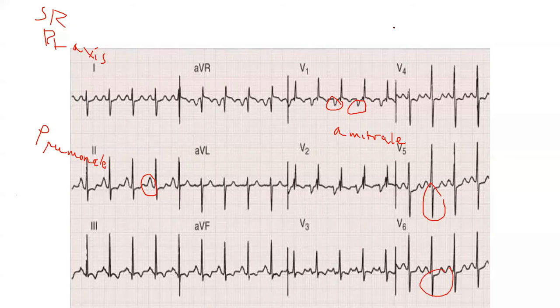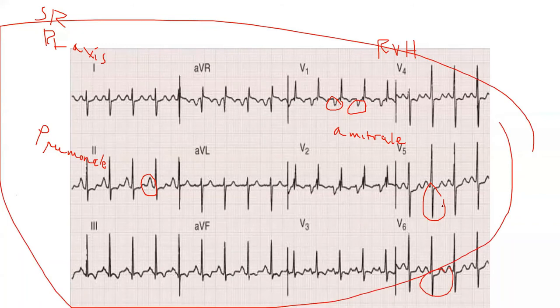So we have RVH. So what can sum all these features together in one clinical diagnosis? P mitrale, P pulmonale, RVH. Mitral stenosis or mitral regurgitation, by the way. Even mitral regurgitation. Mitral regurgitation or mitral stenosis leading to left atrial dilatation, leading to pulmonary hypertension, leading to RVH. Okay? Yes, exactly.